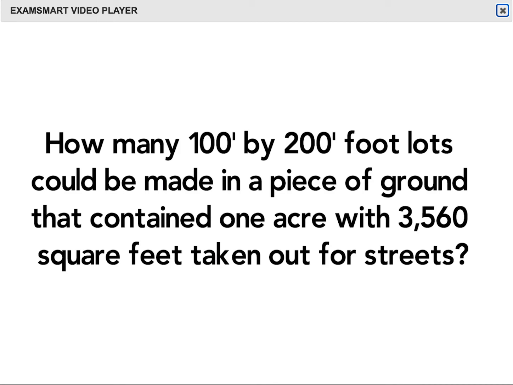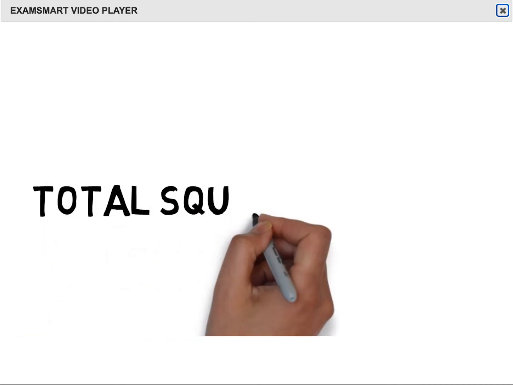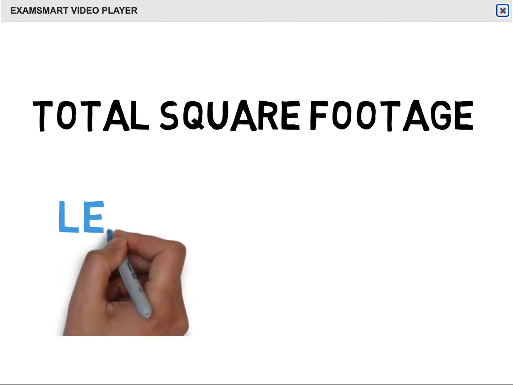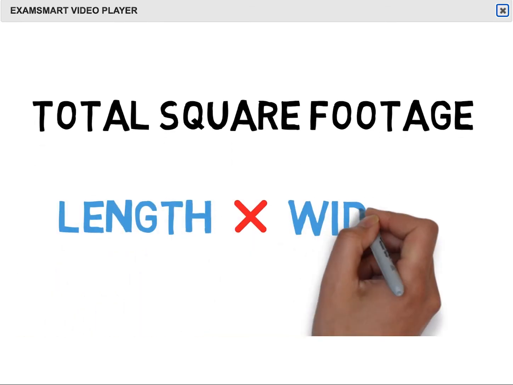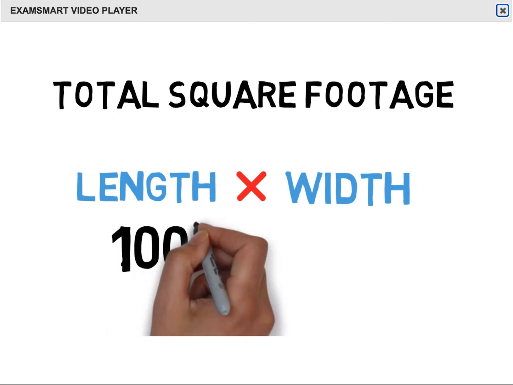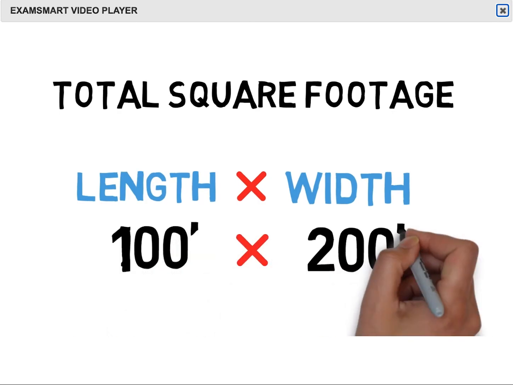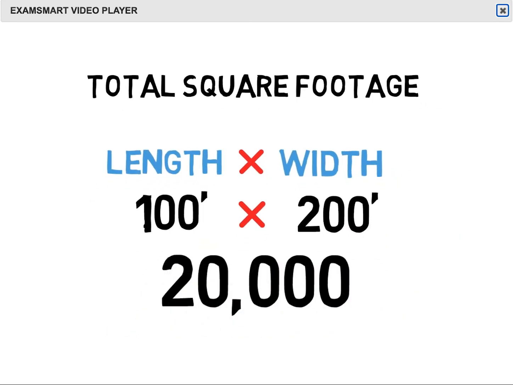Let's first off figure out the total square footage of our lots. To find the area or the square footage of something, we take the length times the width. So we would take 100 feet times 200 feet. That would give us 20,000 square feet for our lots. A square with a slash through it is our abbreviation for square feet.